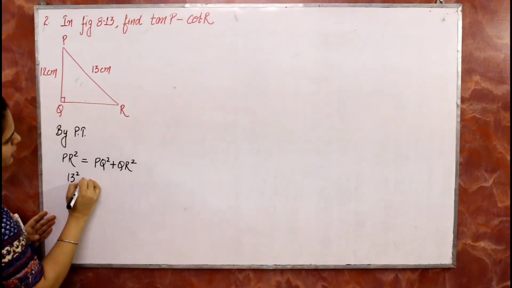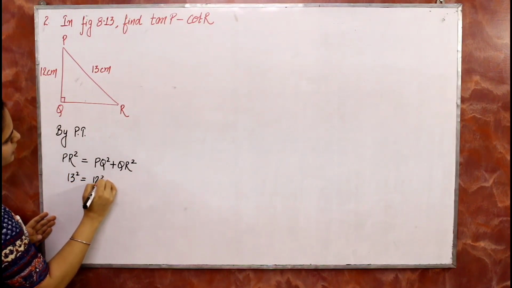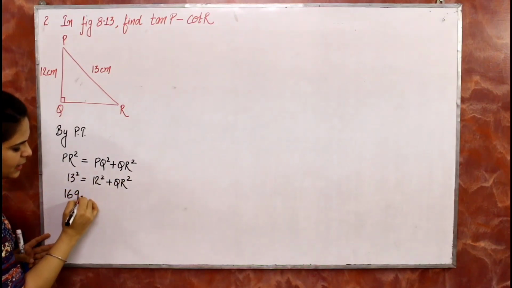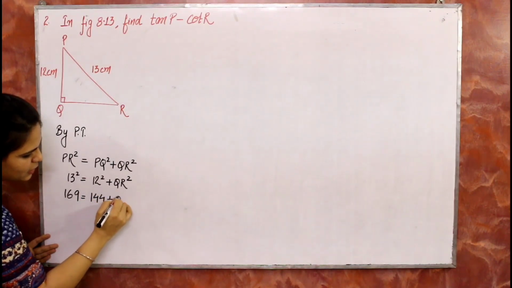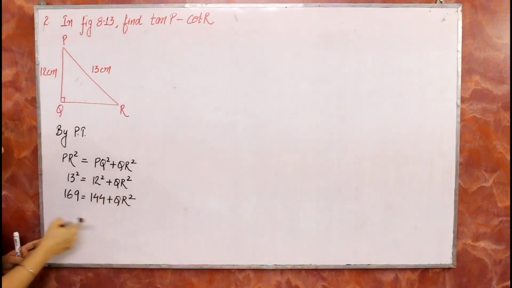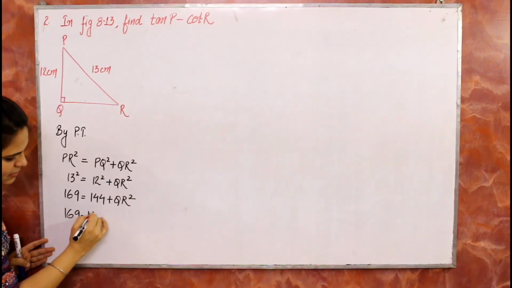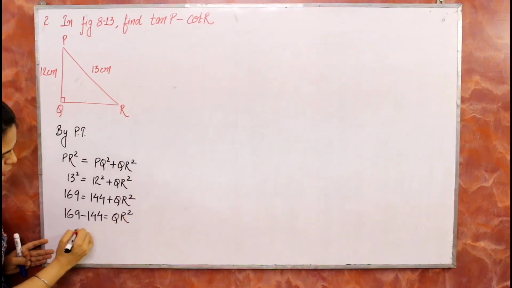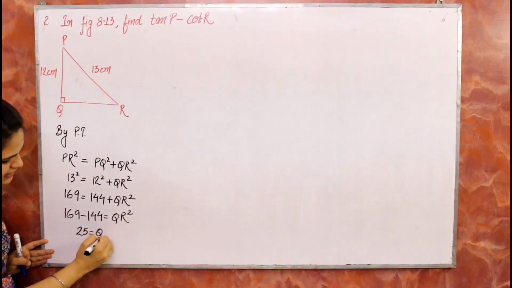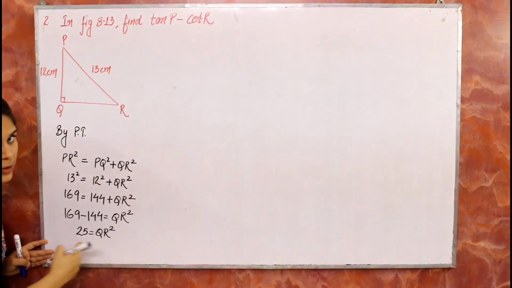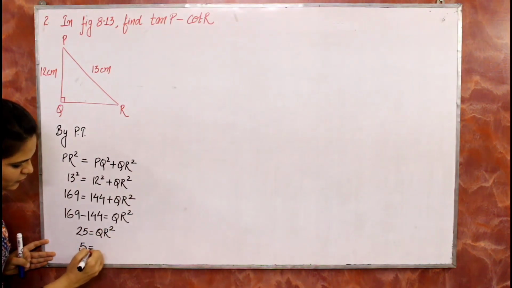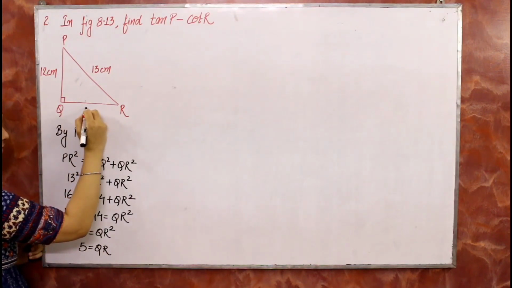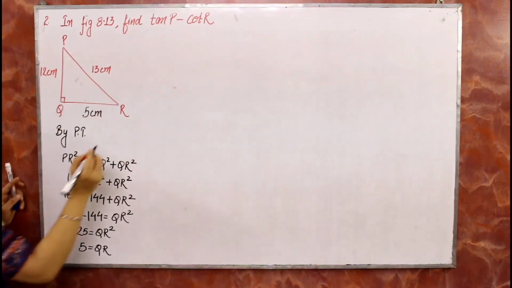PR is 13 square, PQ is 12 square, and QR square. 13 square is 169, 12 square is 144 plus QR square. If you shift this side, this will be 169 minus 144 is equal to QR square. You will get 25 on the LHS, and by taking square root on both sides, 5 is equal to QR. So we got the value of QR and this is 5 centimeter.